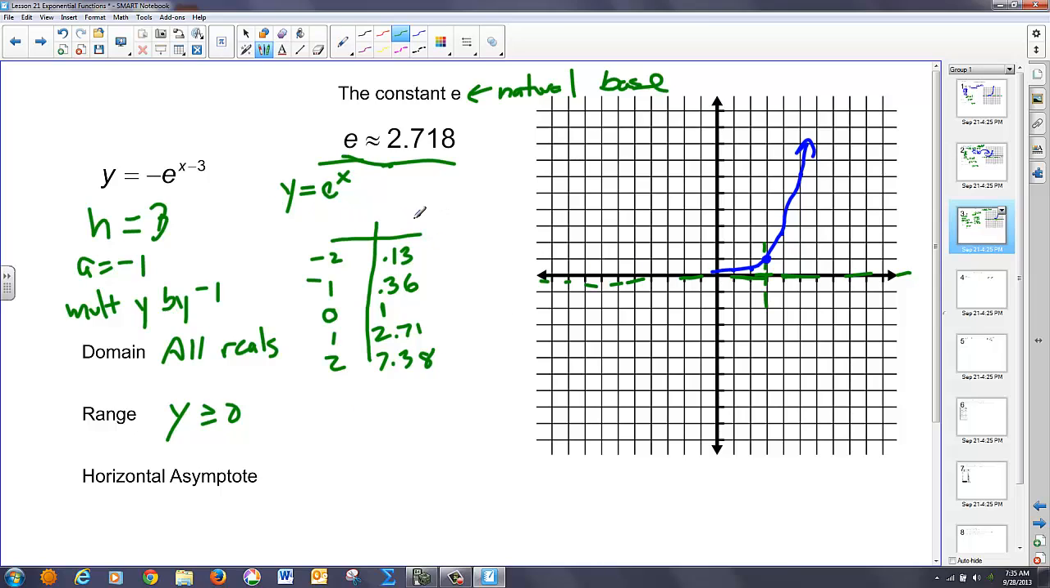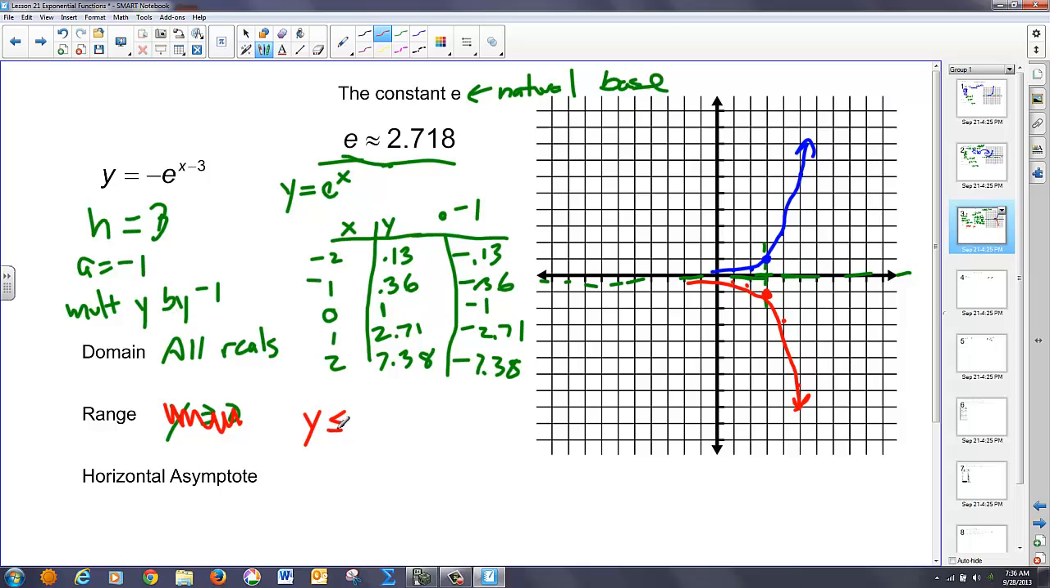And you'll notice I haven't finished this problem because I didn't go and multiply by -1. So let's do that. This goes to -0.13, -0.36, -1, -2.71, and -7.38. So that takes this blue graph and basically flips it upside down. So we go here, here, and it's 3, 1, 2, 3, roughly here, here, and here. So the red graph is actually going to be our final answer. Sorry to take you on a quick detour. So instead of our range being y is greater than 0, it's actually y is less than or equal to 0. And our horizontal asymptote is still going to be y equals 0.